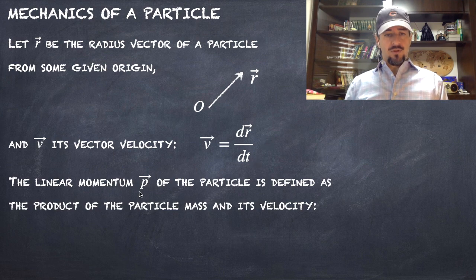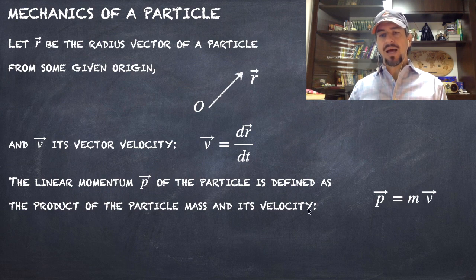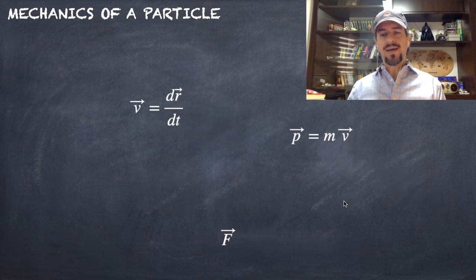The linear momentum, p, of the particle is defined, this is a definition, as the product of the particle mass and its velocity. So the momentum p is the mass multiplied by the velocity. And the vector sum of all the forces exerted on the particle is the total force, and will be denoted by F.